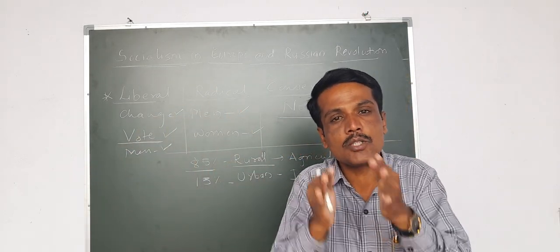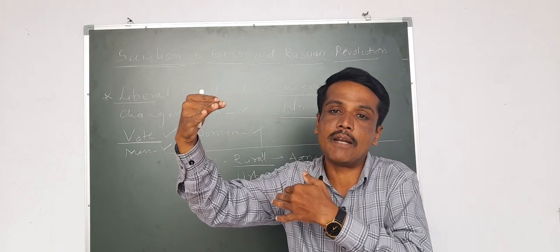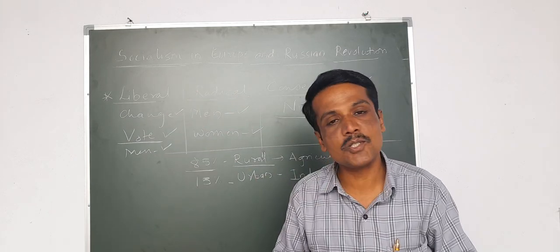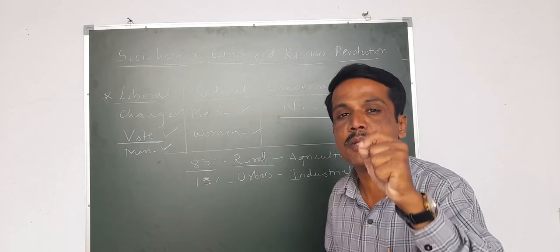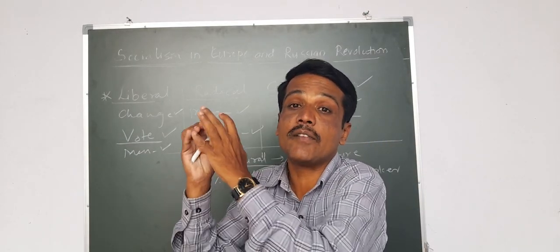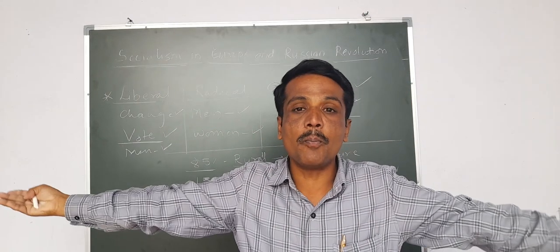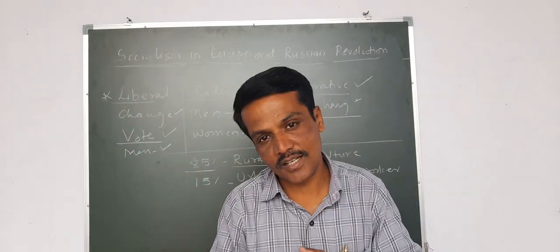So there was a big gap between the landlords and the landless farmers in the rural areas. Whereas in the city areas also, a very small percentage of the people were industrialists, and the majority of the population in the cities were industrial workers.